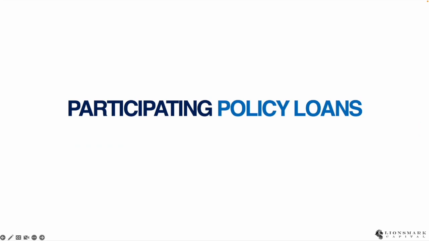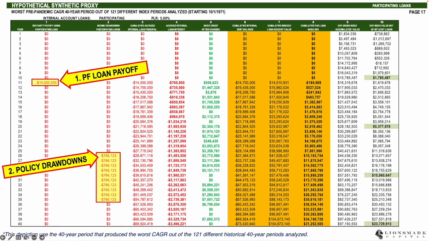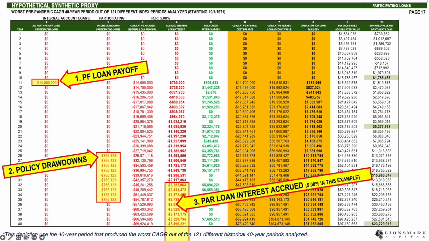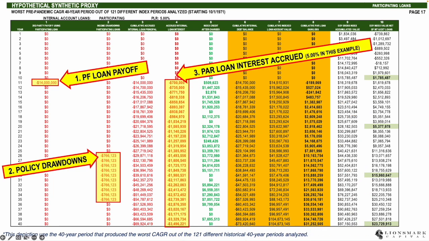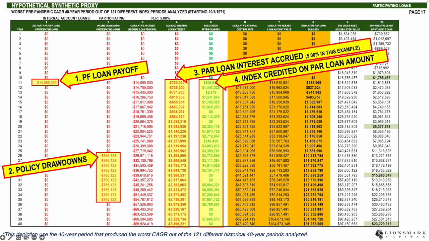We can even get into participating loans and how those work. So we show them here. In the 11th year, we're showing the bank payoff. We're showing the cost recovery drawdowns. And we have the ability to show the policy loan interest that's being accrued right next to the cash value gain that they're getting by leaving that money in the index account.